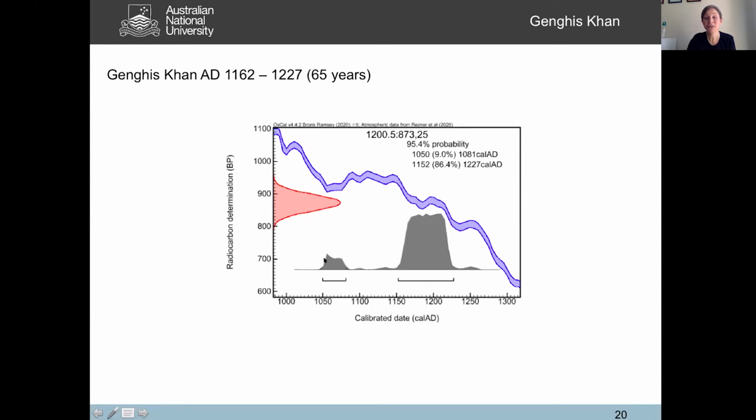But because your curve is very, very wobbly, we do have some probability that whatever we had dated here, say a bone, could have been from 1050 to about 1100. Okay, so if we were to just get one radiocarbon date from this site, it's not really going to tell us very much, and we're not going to be able to say with any security whether this site was occupied during the life of Genghis Khan.